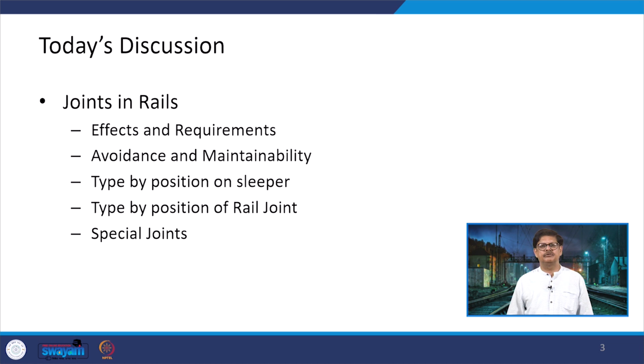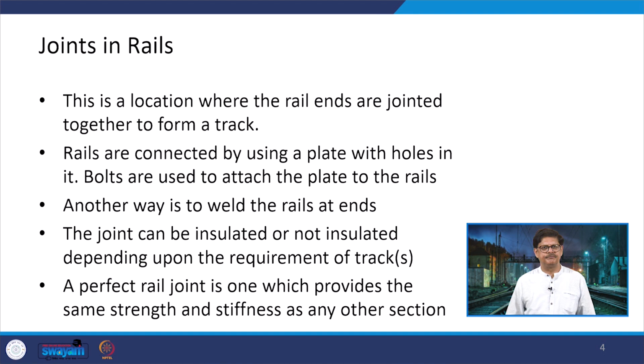Just after that, we will be starting with the various types of joints, and these types of joints have been defined by the type of position on sleeper as well as the type by position of rail joint. And finally, some of the special joints will be discussed. So, let us start with the joints.